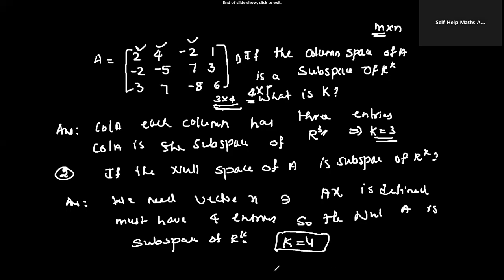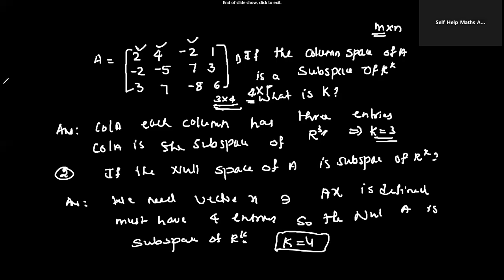That's why we always say, whenever the column space comes, we look at the number of rows, and whenever the null space comes, we have to look at the number of columns. Please remember this, and accordingly we will be solving the examples. Now let us see the same example.